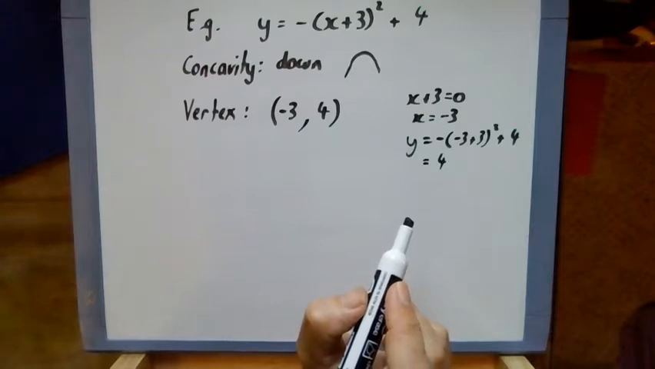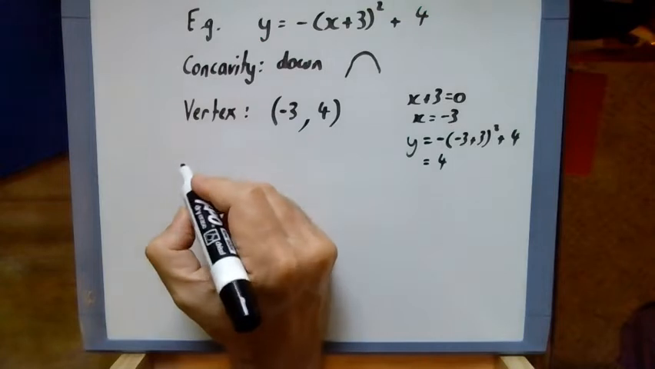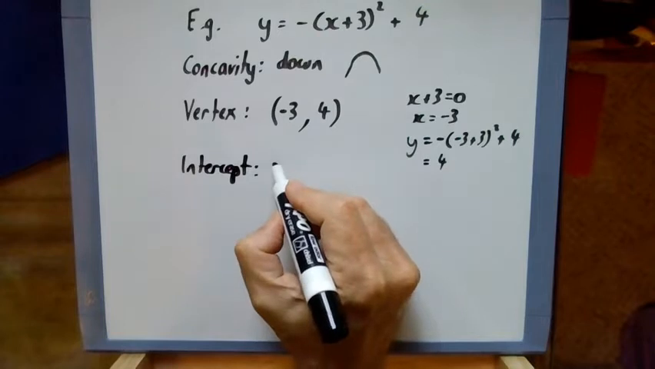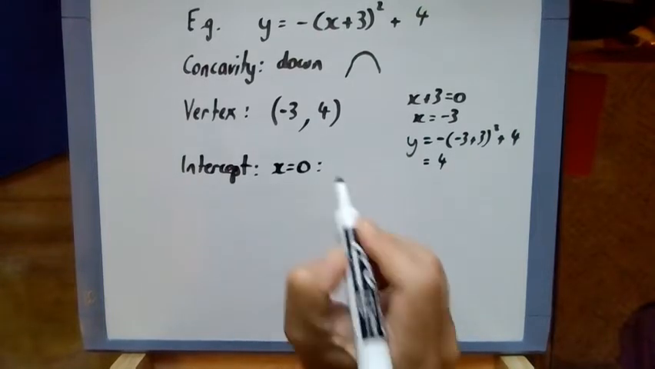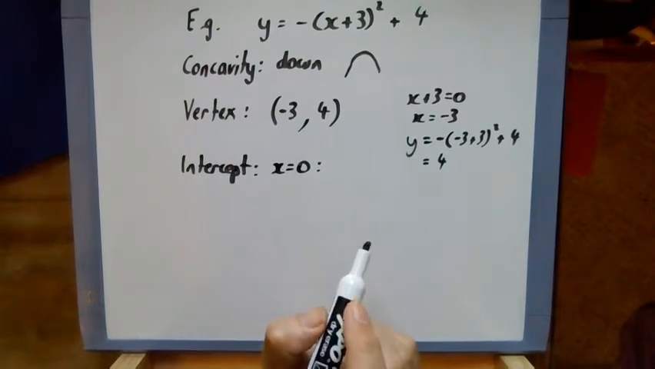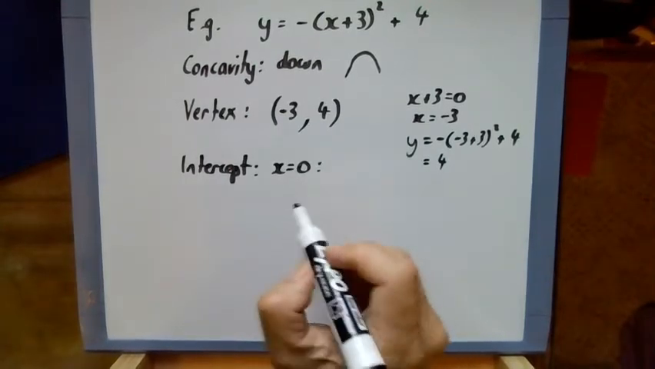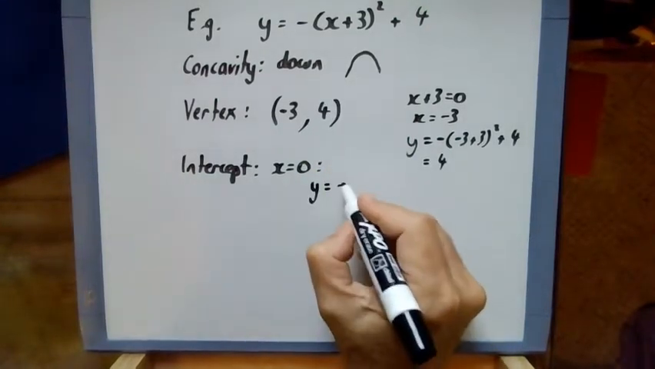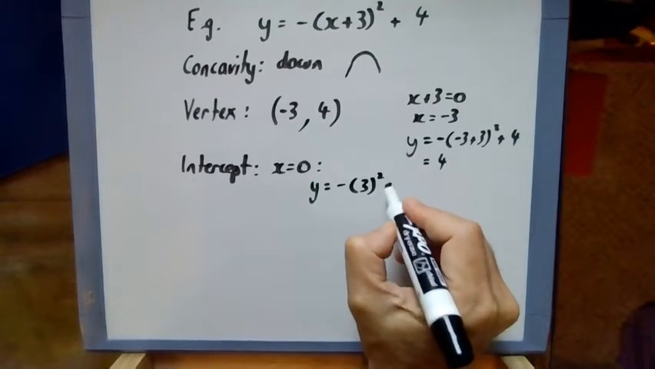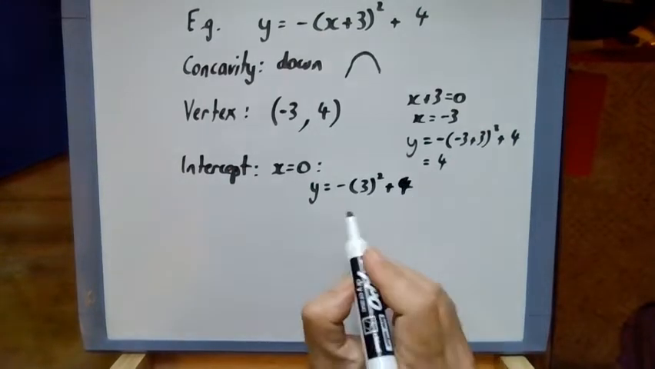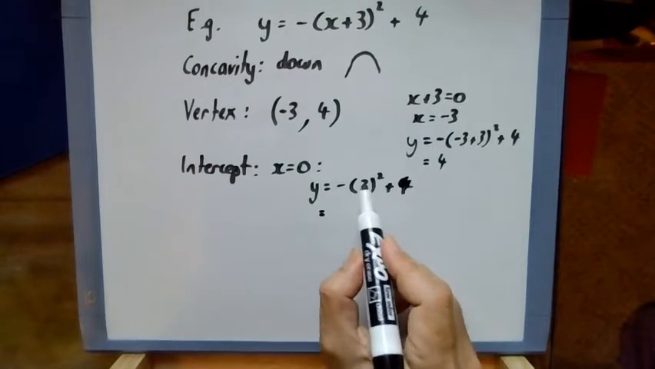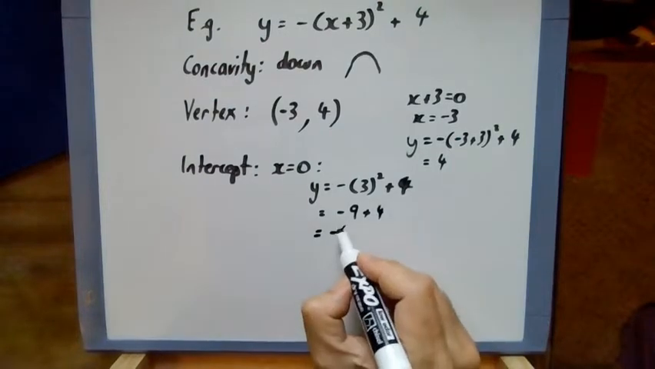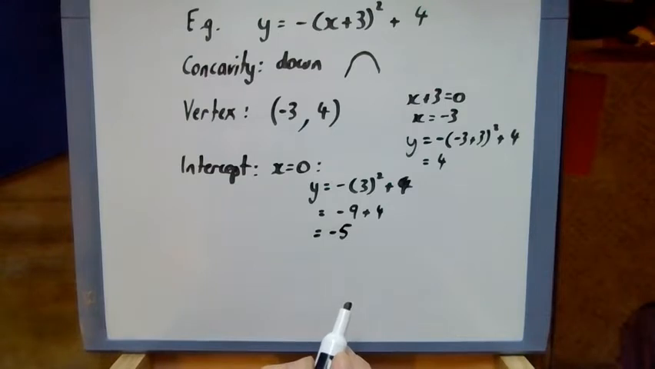We will now look for some intercepts. So let's see if we can find an intercept. An intercept occurs when x equals 0. That will help me find the y-intercept. So y will equal negative 3 squared plus 4. 3 squared is 9, so it's negative 9 plus 4, or 4 minus 9, which gives me minus 5. That's the y-intercept.